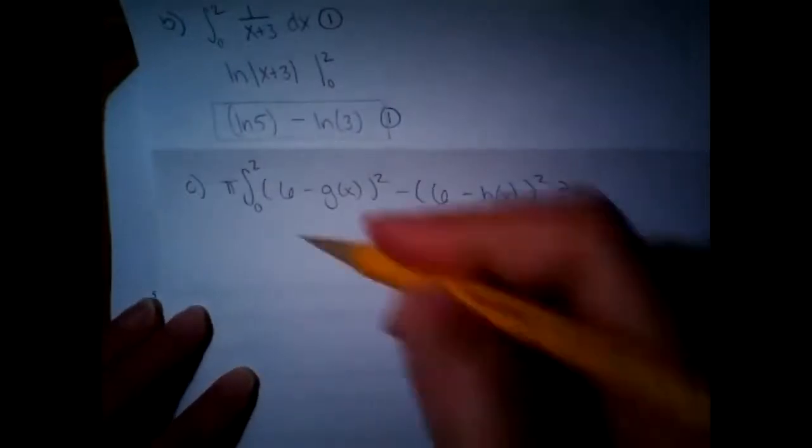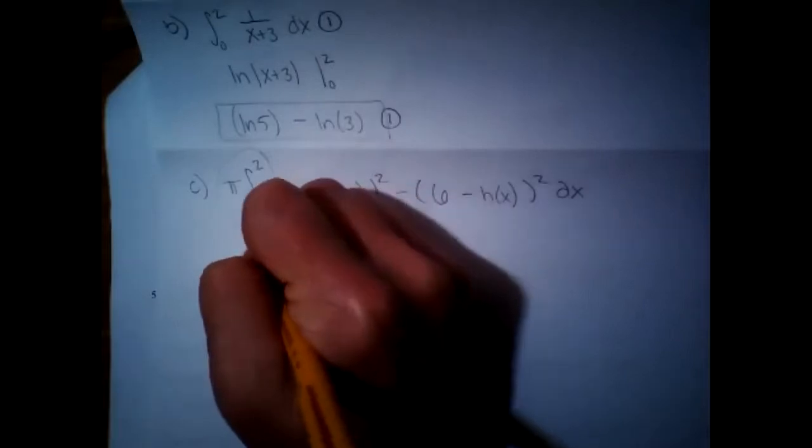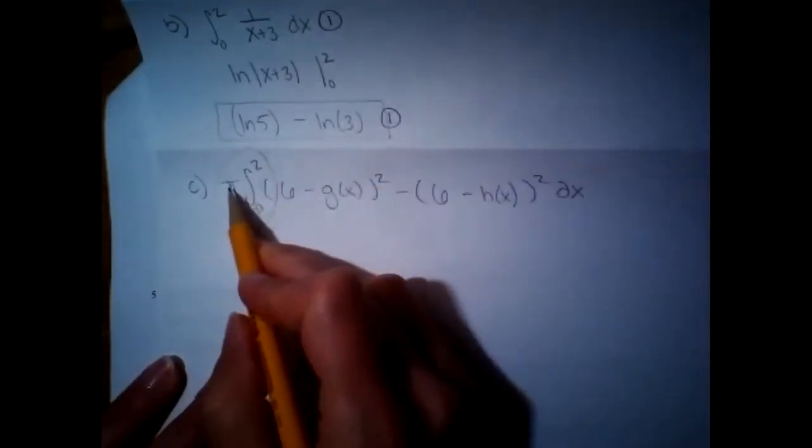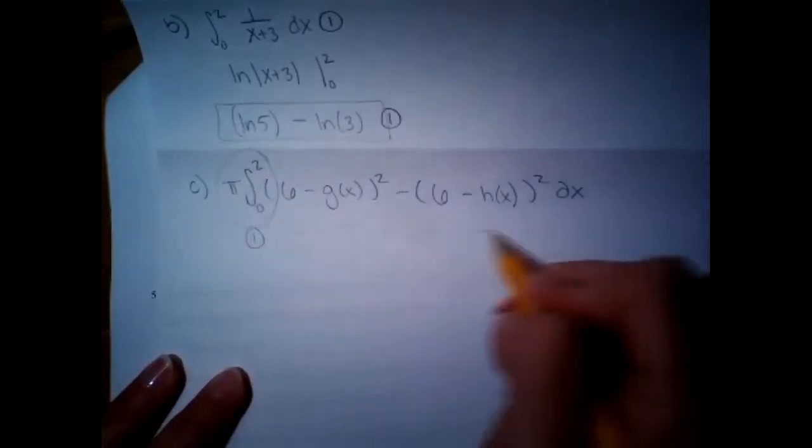And then at the end here, you get a point for, sorry, I've been talking so much yesterday and today, like losing my voice here. You get a point for pi and the boundaries. So if you even put pi and the boundaries, you get a point. And then it is 2 points for the rest of that.